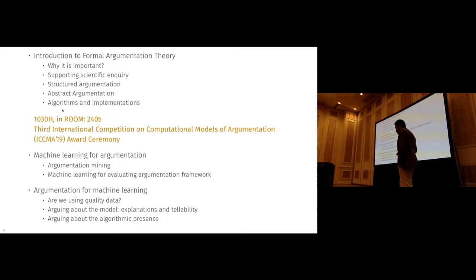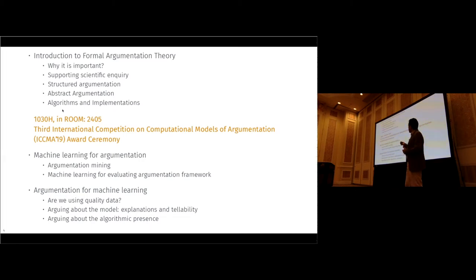I'm going to take a very narrow view of what argumentation is here. In particular, I'm going to see it as a way of supporting epistemology and scientific inquiry. We are going to talk a little about structured argumentation, abstract argumentation, and in particular algorithms and implementations. All of this is necessary for the second part, about how machine learning can help argumentation, and then how argumentation can support machine learning.